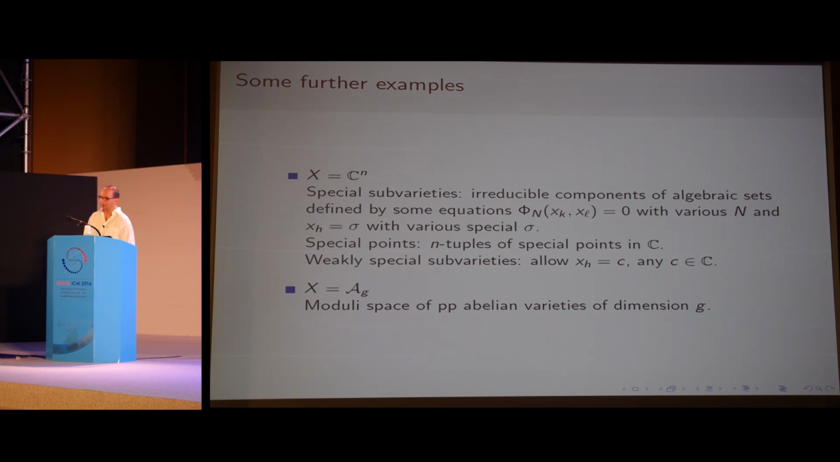Now here briefly is a description of special subvarieties in C to the n. And they're basically a hybrid of what happens in C squared. You can set some coordinates to be constant and special, and you can relate various pairs of coordinates by modular relations. And there's a more general notion of weakly special subvarieties where constant coordinates don't have to be special.